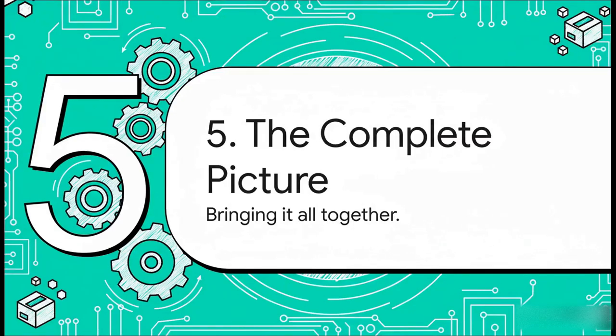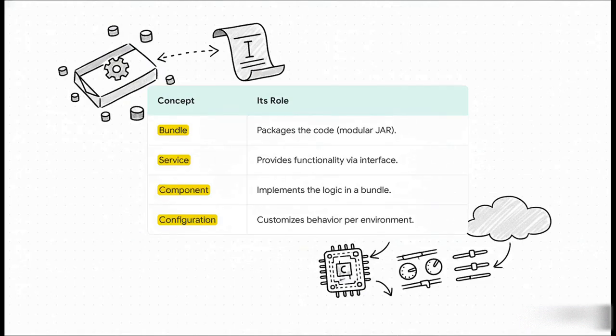All right, we've covered a lot of ground. Let's take a breath and bring all these different pieces together to see the complete AEM picture in action. So here's the whole stack laid out. You package your code into a bundle, which is your modular jar. Inside that bundle, a component is the workhorse that implements all your logic. That component then communicates with the outside world through a service, which is like its public contract. And finally, to control how it all behaves in different places, you use an external configuration. Every single piece has a crystal clear role.